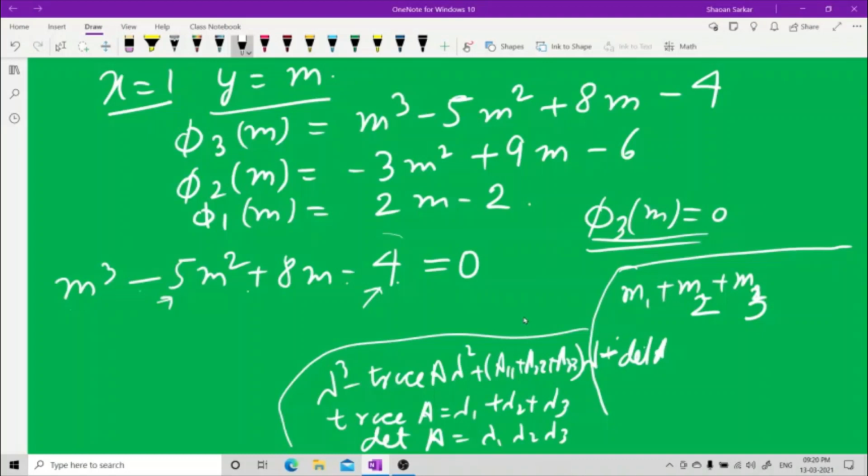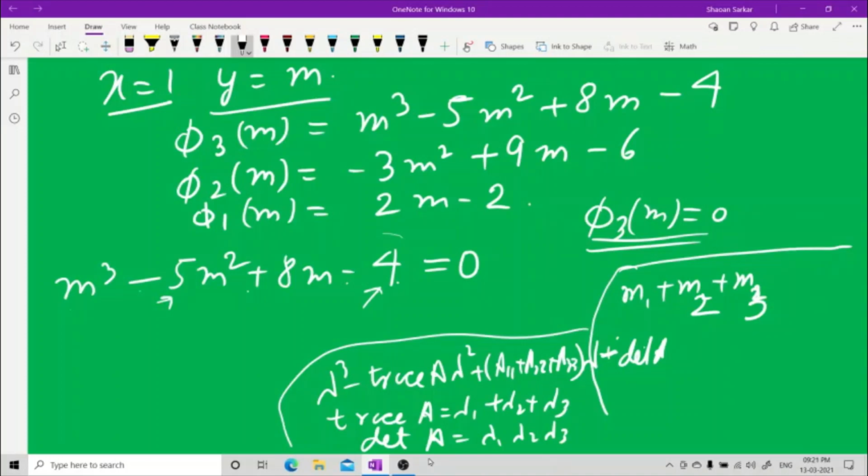बस इतना ही अंतर है. बाकी वैसे ही देखने में वैसे ही है. It looks similar to that only. It's just the change of name of the variable. There it was lambda, here it is m. So there the eigenvalues were lambda 1, lambda 2, lambda 3. Here the roots are m1, m2, m3.